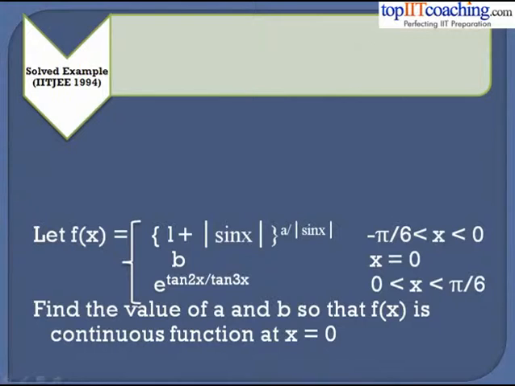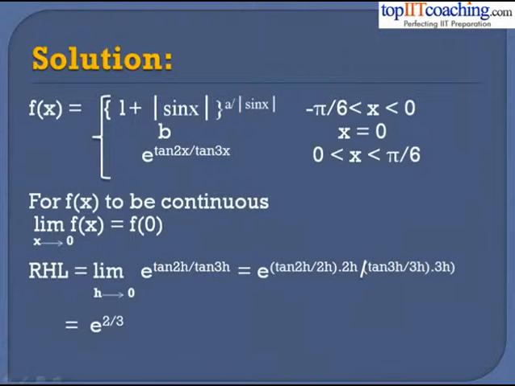So in this problem, we have been given f(x) and we have to find the values of a and b so that f(x) is a continuous function at the point x equal to 0. So, given that f(x) is equal to (1 plus modulus of sin x) whole to the power of (a by modulus of sin x) when x lies between minus pi by 6 and 0, is equal to b when x is equal to 0, and is equal to e to the power of (tan 2x by tan 3x) when x lies between 0 and pi by 6.